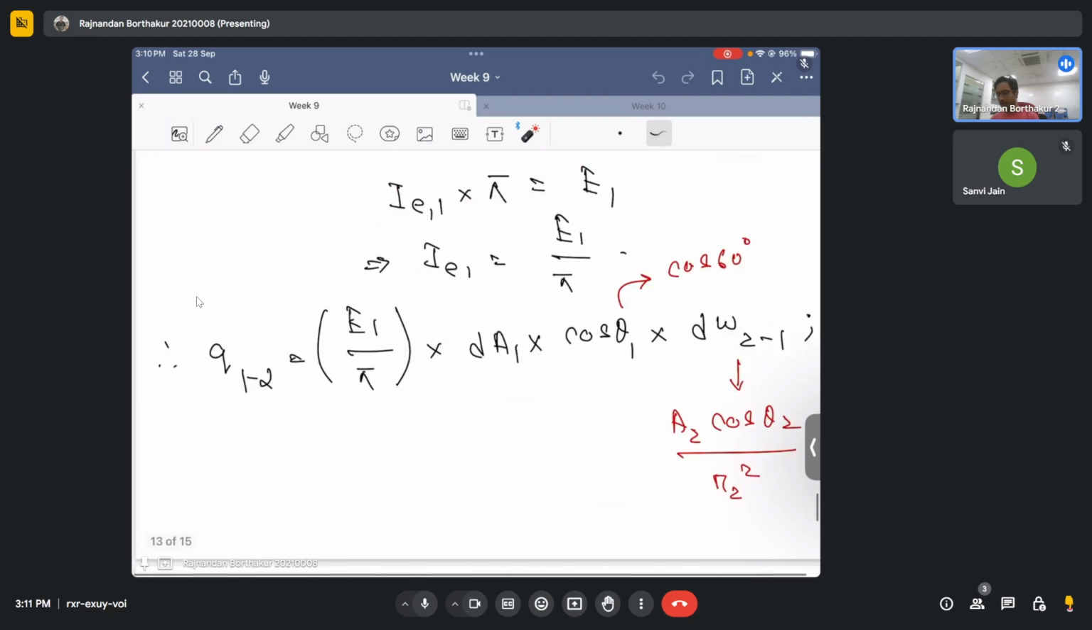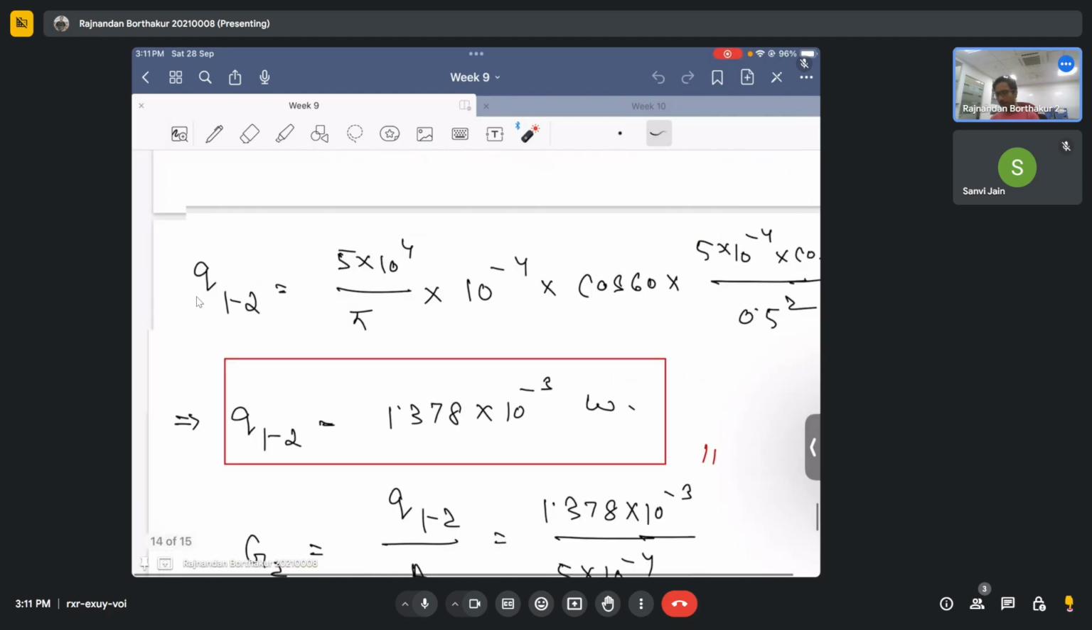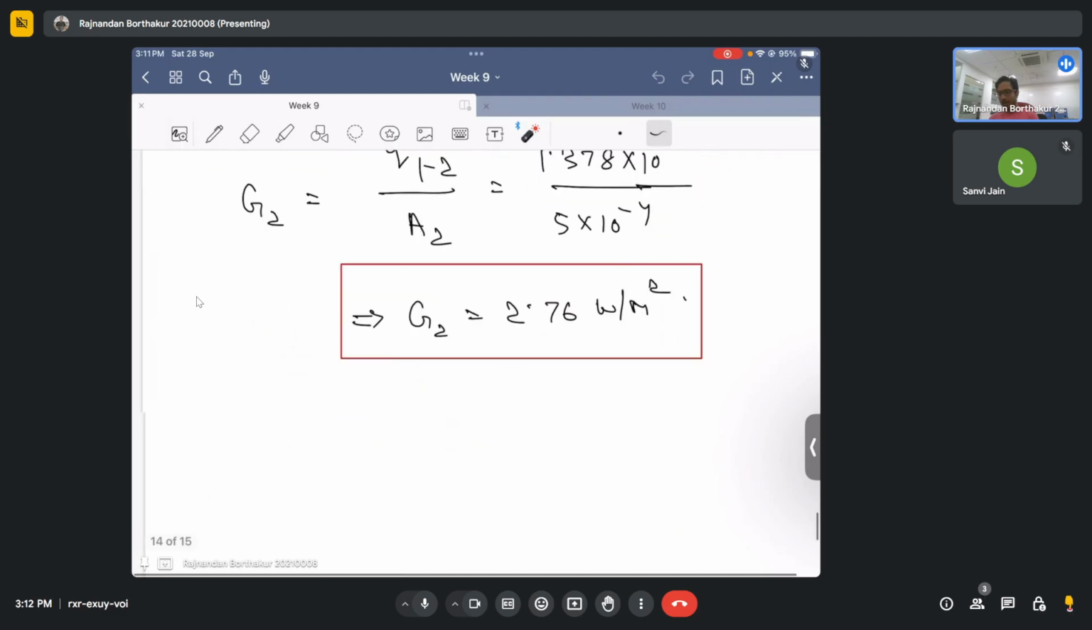And we used the basic definition of the relation between intensity of radiation and the emissive power to formally calculate the radiant energy that is leaving A1 and will fall on surface 2. We did this using the argument that we have a diffuse emitter, which is given in the question. Then we were asked to calculate the irradiation, which is nothing but this radiant energy divided by the area of object 2, the irradiation that is falling on surface 2. So this is something that we did in the last week. We just had a quick recap.